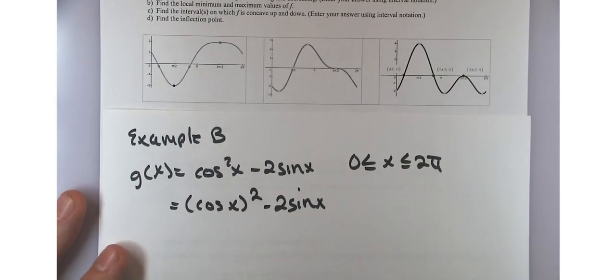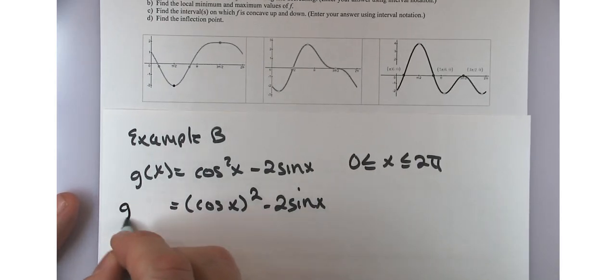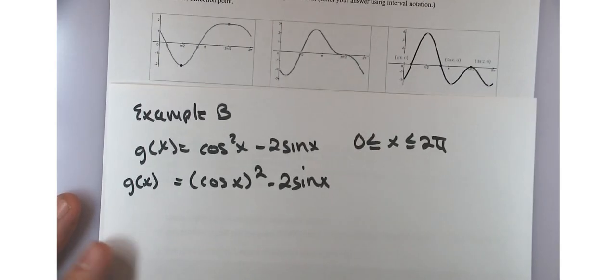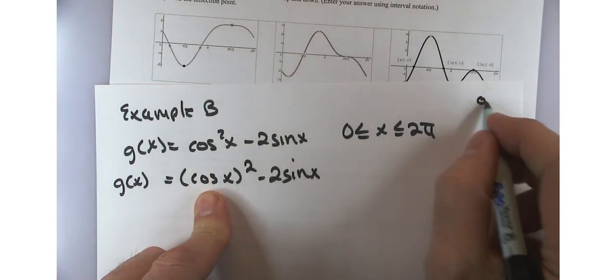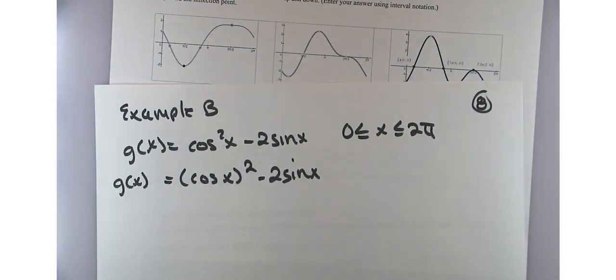Why am I pointing that out? What difference does that make to me? What rule do I have to use in differentiating this one now that I see it a little bit more clearly? The chain rule, right? The derivative of the outside times the derivative of the inside.